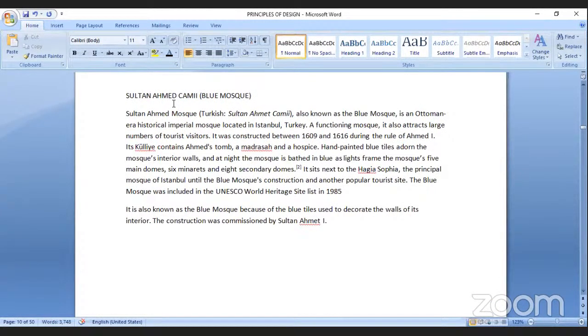It's called Sultan Ahmed Mosque also. Blue Mosque is because of its looks. Architecture style is Islamic and Ottoman. Sultan Ahmed Kami, in Turkish they call it Kami. I think it must be mosque. It's in Istanbul, Turkey. It's a functioning mosque, meaning prayers go on there. It attracts a large number of tourist visitors. It was constructed between 1609 and 1616 during the rule of Ahmed I.